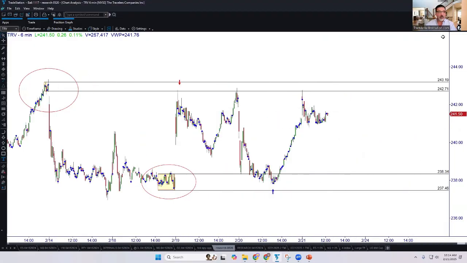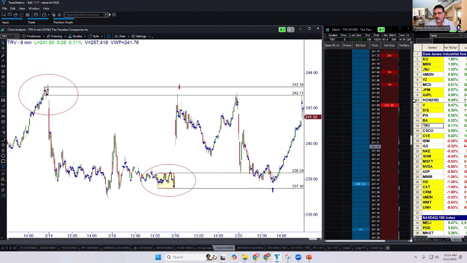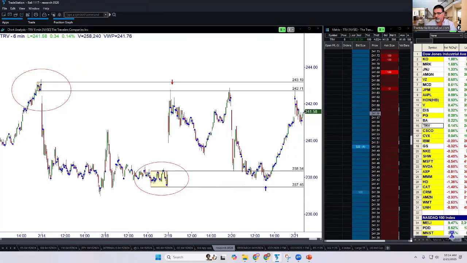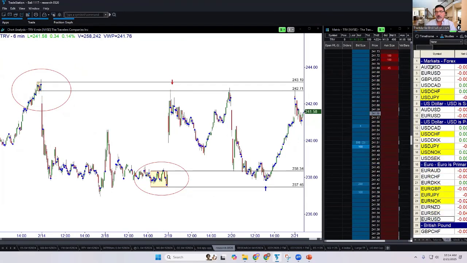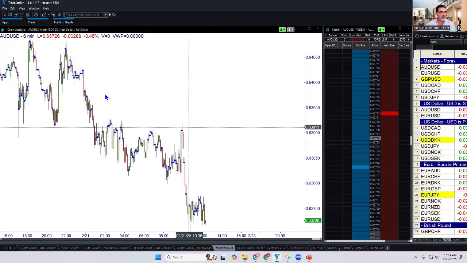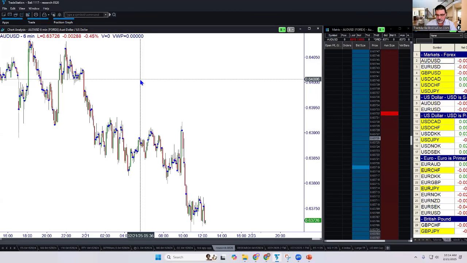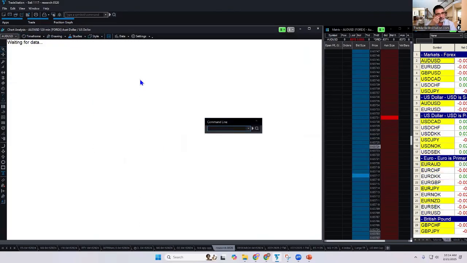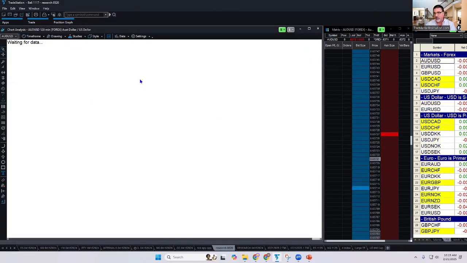Let's change up the products. I mean, let's go out to some FX markets. Aussie USD. Now I'm not going to look at this on a small time frame, but you can. It's the same picture. Let's go out to a little larger time frame. Find a desired trade entry.